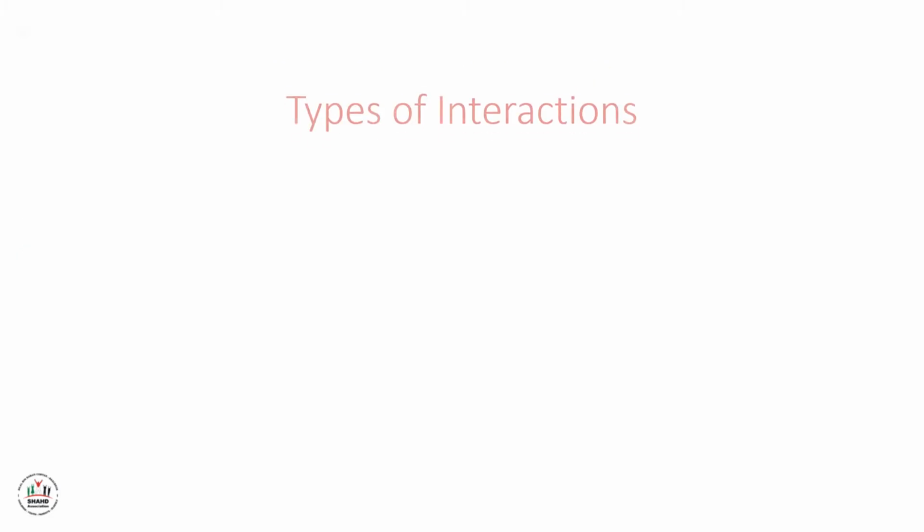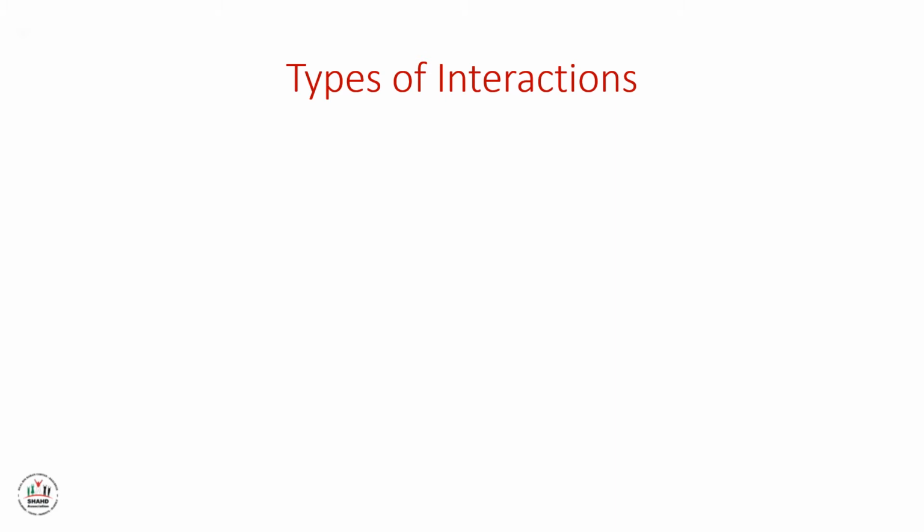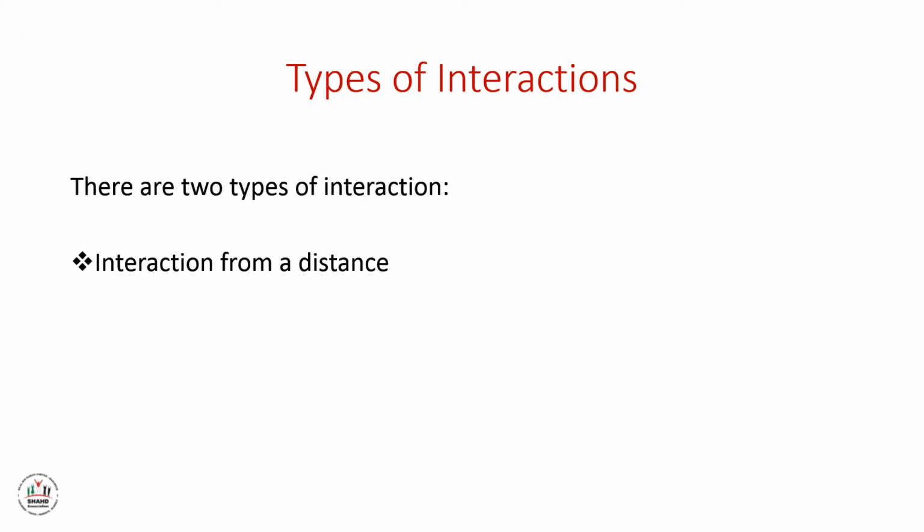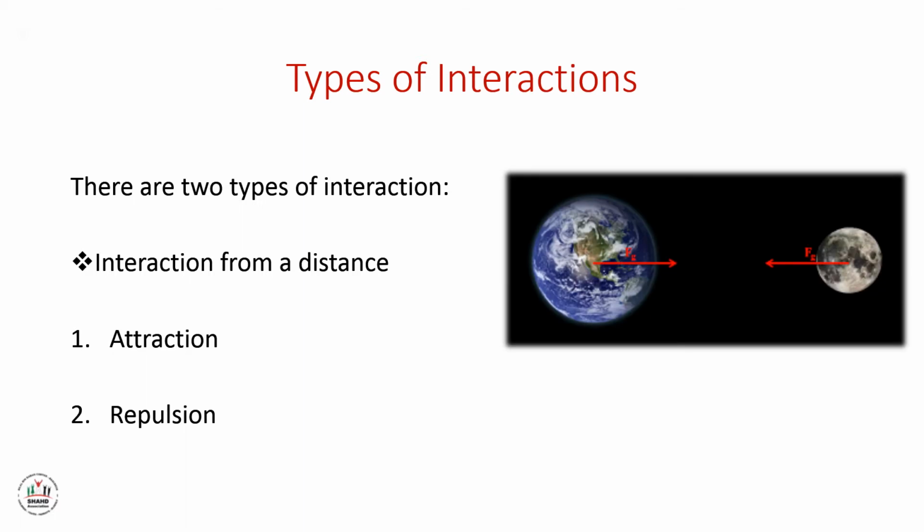What are the types of interaction? We have two types of interaction. The first one, it's called interaction from a distance. It could be either attraction or repulsion. It is defined by the phenomena of the moon and the earth. The earth exerts a force on the moon and also the moon exerts a force on the earth. These two forces, they are equal in magnitude but they are opposite in direction.